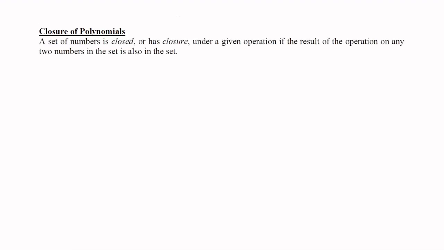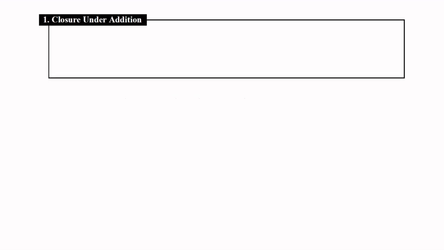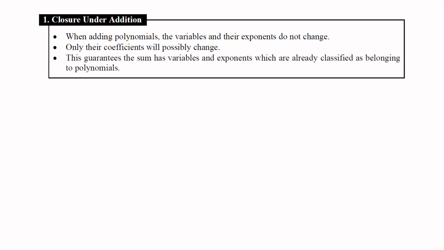A set of numbers is closed or has closure under a given operation if the result of the operation on any two numbers in the set is also in the set. So recall, the set of integers is closed under addition because adding two integers results in another integer, and that's always going to be the case. Polynomials can also be described in terms of closure. So first, we have closure under addition. When adding polynomials, the variables and their exponents do not change. Only their coefficients will possibly change. This guarantees the sum has variables and exponents which are already classified as belonging to polynomials.